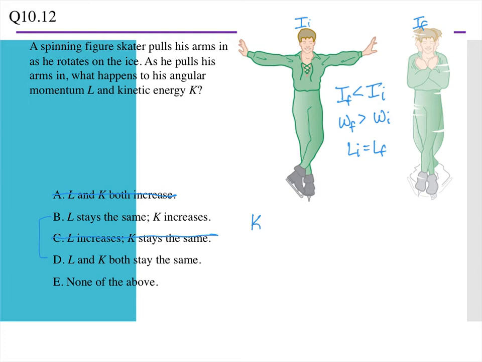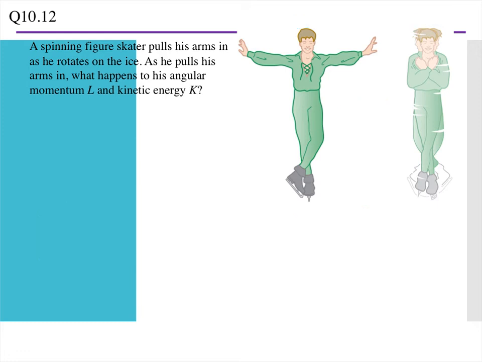So the question is, what happens to the kinetic energy? Does it change? Let's take a closer look at that. The initial kinetic energy is 1/2 his initial moment of inertia times his initial angular velocity squared. His final kinetic energy is 1/2 I final times omega final squared. And what we want to do is compare these two quantities, so we want them to be written in terms of things that we know. So what could we do?